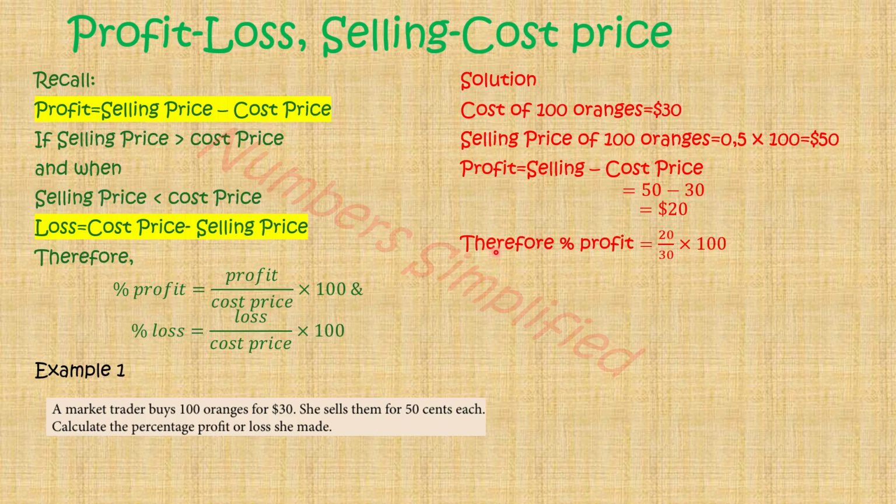So therefore, the percentage profit would be the profit over the cost of $30 times the 100, so that we get 66.7%. And that would be the percentage profit.